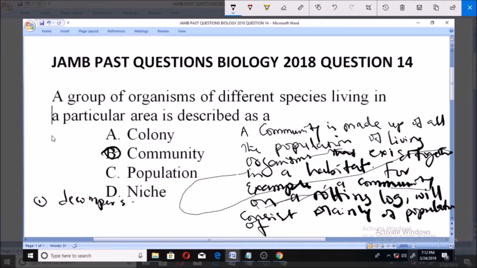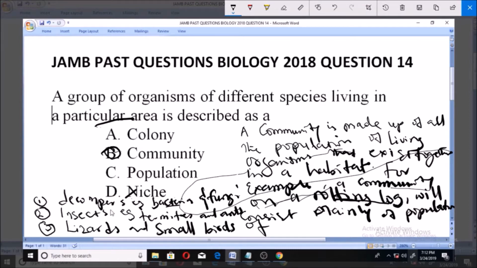And number two, the set of organisms that you can find in such a community is insects, for example, termites and ants. You know, when you go to a log of wood, you will see all these: termites and ants, bacteria and fungi. Then number three, you can also see lizards in a log of wood, and small birds. So you can see in this community, the rotten log as the particular place or habitat, we have decomposers like bacteria and fungi, insects like termites and ants, lizards and small birds. You can see different organisms of different species living in a particular area. This particular area is the rotten log. So it fits into this definition of a community, and that is why option B is the right answer.